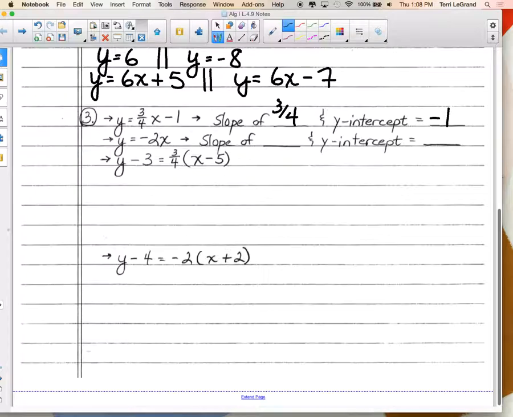Second equation, y equals negative 2x. Ready for us to identify slope and y-intercept? Okay, slope is? Negative 2. Y-intercept is 0. There's nothing being added or subtracted, so that means a 0 got cleaned up out of it. It's a plus 0, but it got cleaned up. How about our next equation?